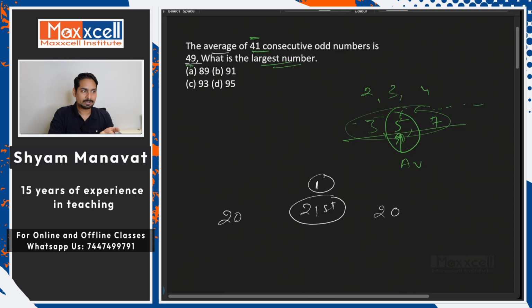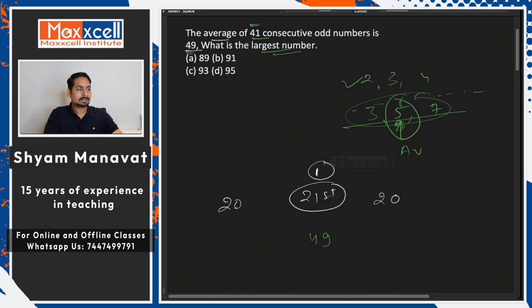Just now we have understood that if numbers are consecutive, the middle number is the average. So the 21st number should be the average, which is given as 49. Now, there are 20 more numbers ahead and we need to find out the largest number. So the largest number should be the 41st number. We need to find what the 41st number is.